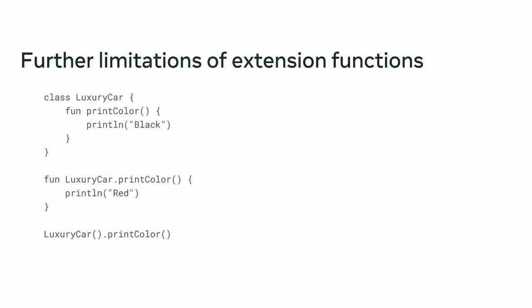Moreover, if a class defines a member function with the same name as an extension function, the member function always takes precedence over the extension function. For instance, let's say the class luxuryCar defines a function that prints the color of the car, and there's an extension function with the same name. When invoked, the function defined in the class is called and the extension function is not executed. Therefore, this prints black as the car's color.